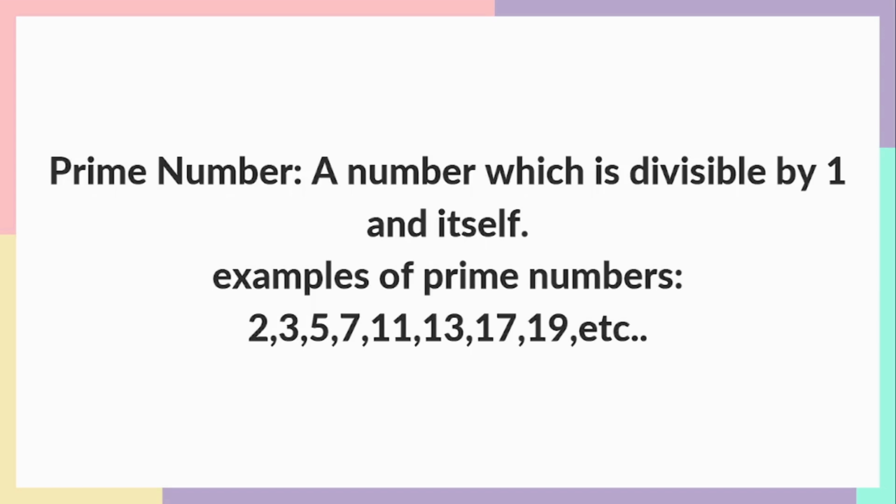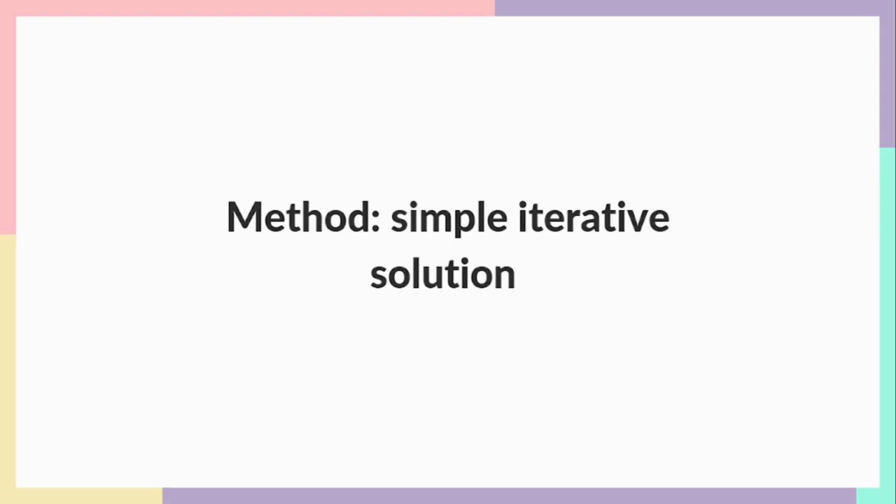About prime numbers: a prime number is a number which is divisible only by 1 and itself. The first few prime numbers are 2, 3, 5, 7, 11, 13, 17, 19, and so on. So we are using the simple iterative solution method.